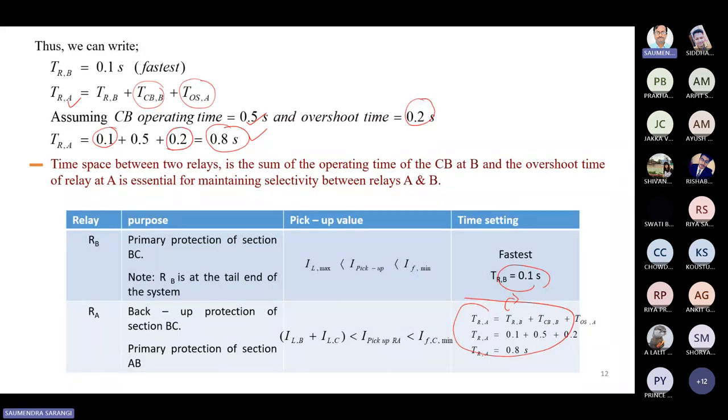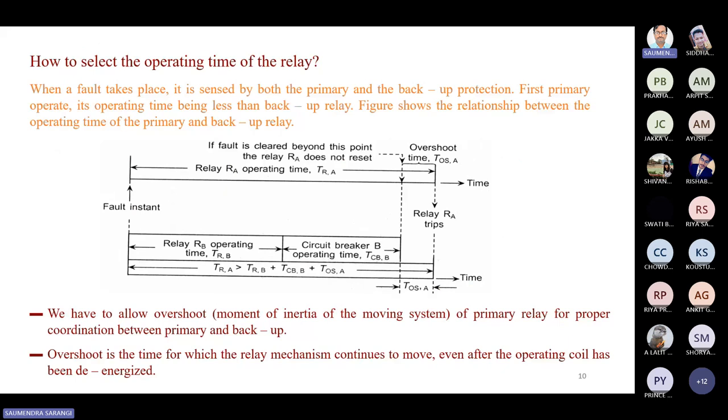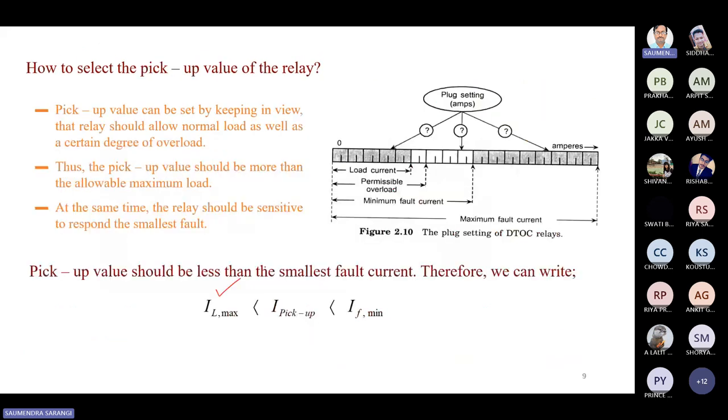So similarly, we can set this relay. When you are considering the setting of this relay, there are two settings. One is IL maximum and the second one is IF minimum. How do you get IF minimum? From the fault analysis. How do you get IL maximum? From the load flow analysis.